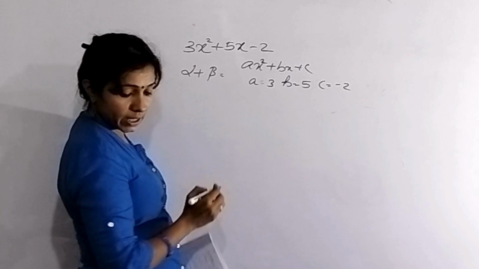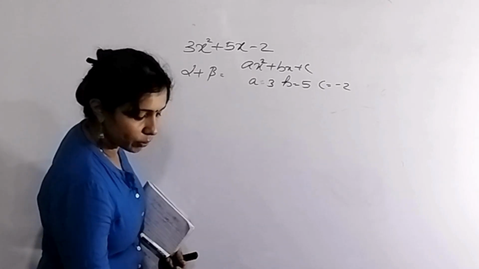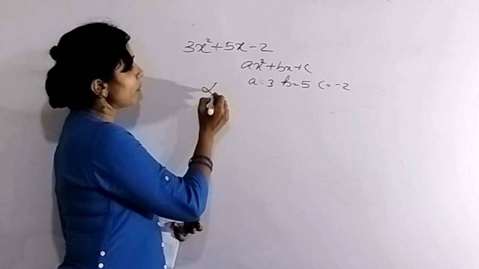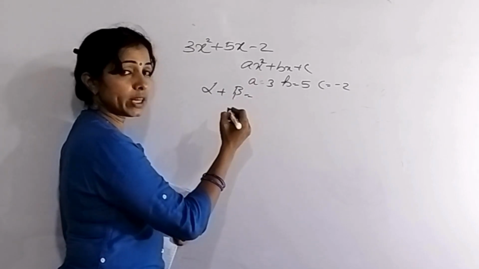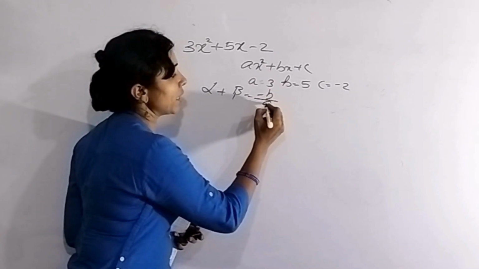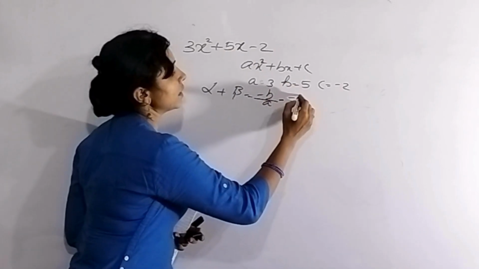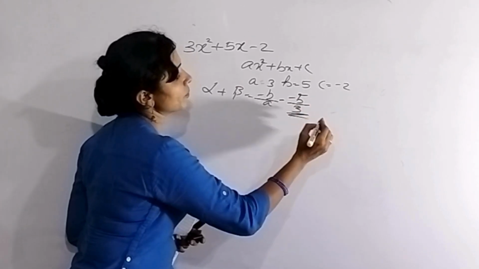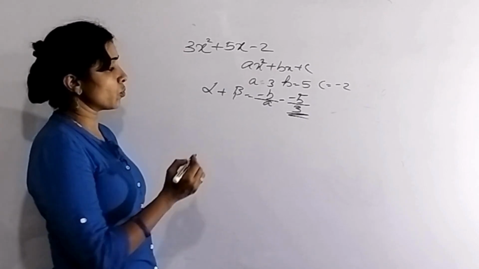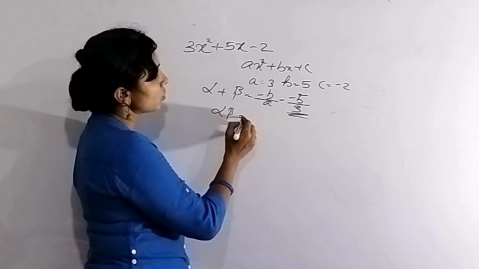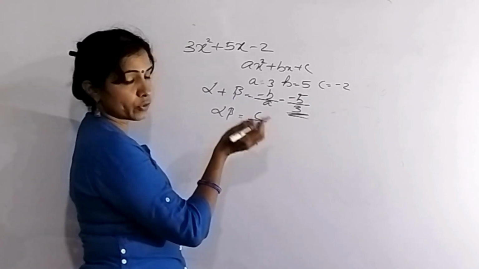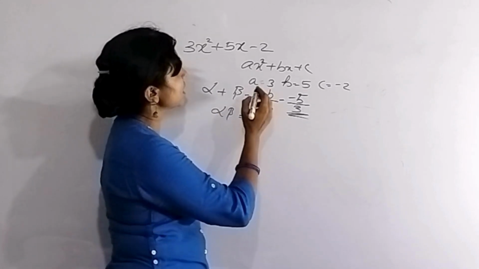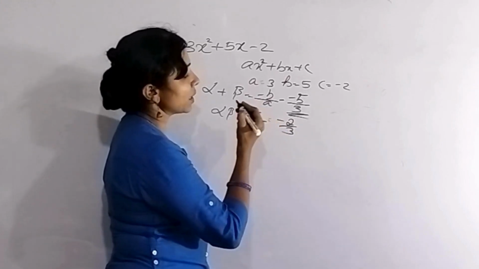So if we take it directly from the polynomial, suppose alpha and beta are the real roots here. Alpha plus beta is equal to, as we have already learned, minus b by a. Here b is 5, so it is minus 5 by 3, which is alpha plus beta, the sum of the roots. And what is alpha beta here? We know that c by a, because we proved it, is the product of the roots. What is c here? -2 by 3 is my product.